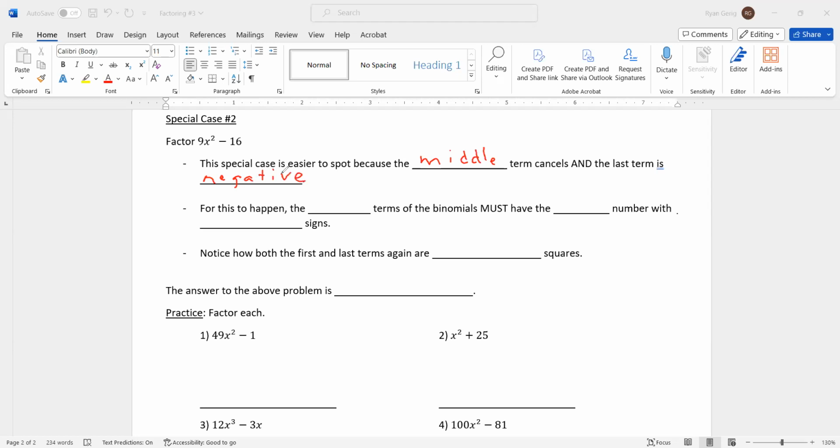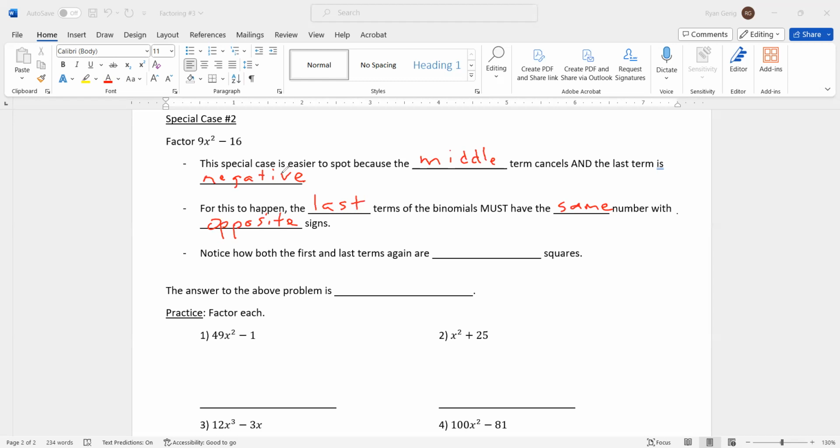For this to happen, the last terms of the binomials must have the same number with opposite signs. The only way for these two things to cancel is if the last terms are like 4 and -4. 4 times -4 gives me -16. 4 plus -4 gives me 0, which means the middle term is going to cancel.